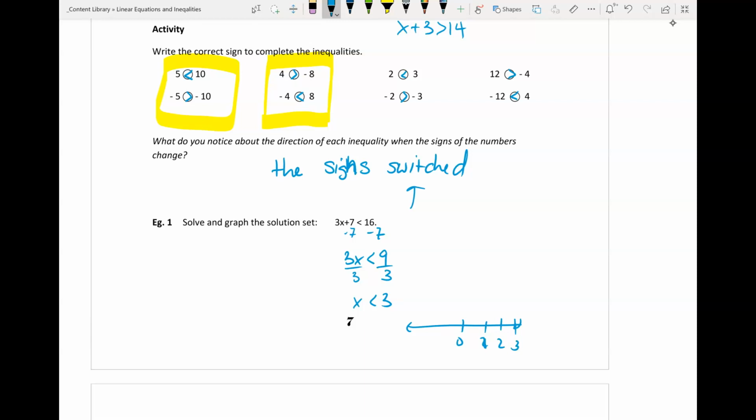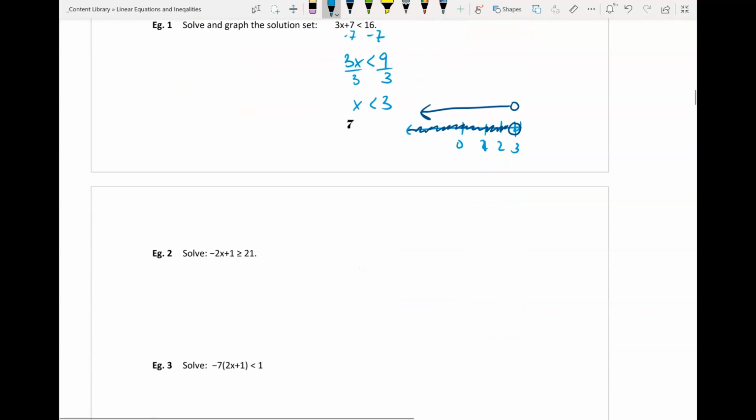We're going to create an open circle around 3, and x is smaller than that, so we're going to shade in everything that's smaller than 3. You could also draw it like this if you want to, just above it. That's okay as well. But remember to have the open circle because we cannot include 3. It's not a smaller than or equal to sign.